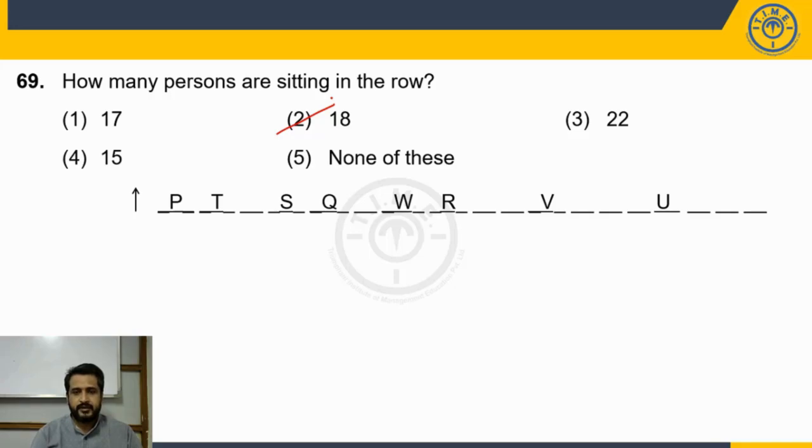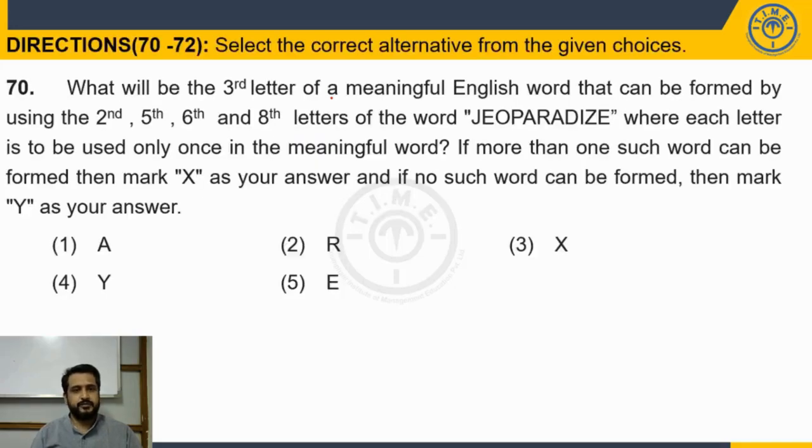Now, move to the next set. Miscellaneous questions. What will be the third letter of a meaningful word that can be formed by using the 2nd, 5th, 6th and 8th letters of the word geoparadise, where each letter is to be used only once in the meaningful word? If more than one such word can be formed, then mark X as your answer. If no such word can be formed, then mark Y as your answer. In this kind of question, we cannot apply any logic. It purely depends on your vocabulary skills.